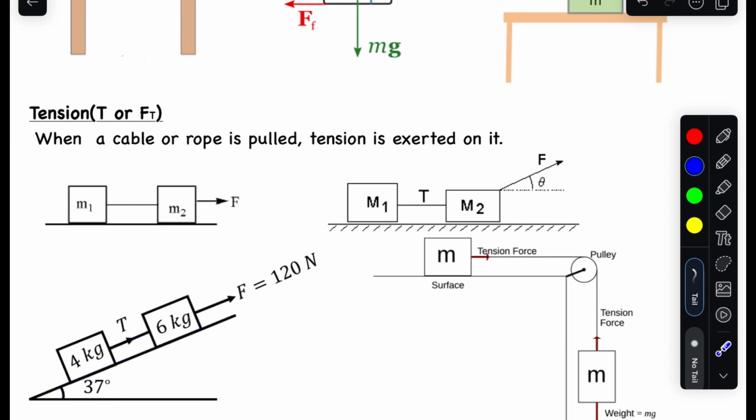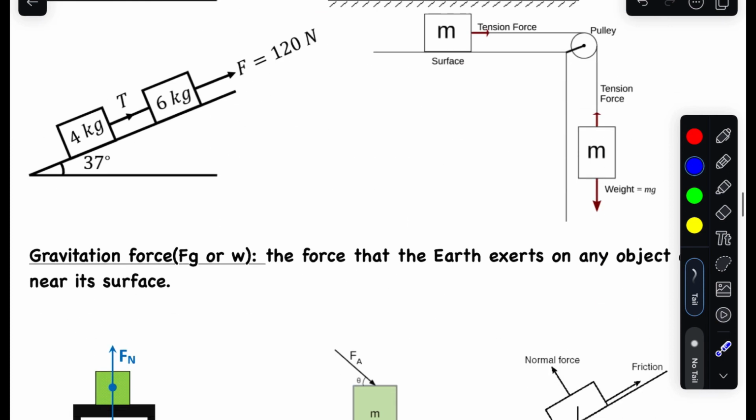So the tension force between them, it's Newton's third law. So the tension force that they exert on each other is equal in magnitude and opposite in direction. Even there it's equal and opposite in direction. So if you look at these two masses, they are attached by a rope or a cable there. So there's a tension force between them, but in opposite directions.